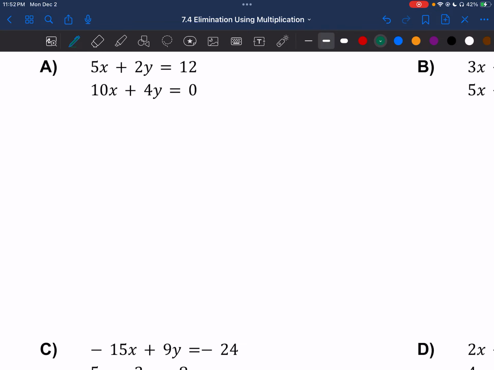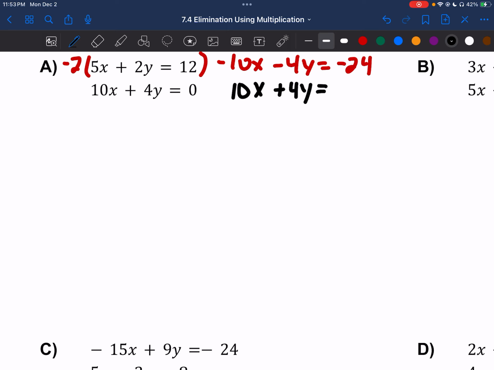All right, letter A. As I analyze this one, I see that they are all the same sign, so I'm going to have to multiply one of them by something that's an opposite sign. And I'm also going to have to multiply it by something to cancel a variable. So I see 5x and 10x, so I can easily multiply that top equation by negative 2. So I'll get negative 10x minus 4y is equal to negative 24. And I'll rewrite the second equation. 10x plus 4y is equal to 0.